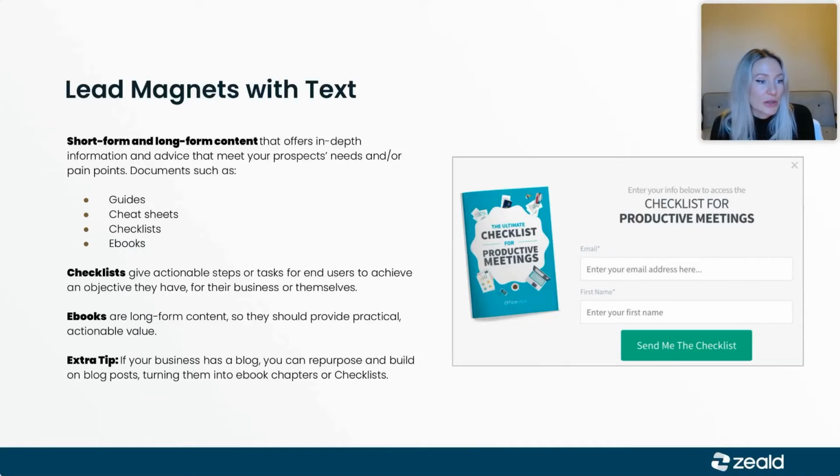So some options you have here in terms of lead magnets with text: guides, cheat sheets, checklists, ebooks, that kind of thing. Just a PDF that people can download very easily. Another extra tip would be if you do have a blog already on your website, you can repurpose some of the content on your blog into an online ebook or a guide or a checklist or whatever it may be.